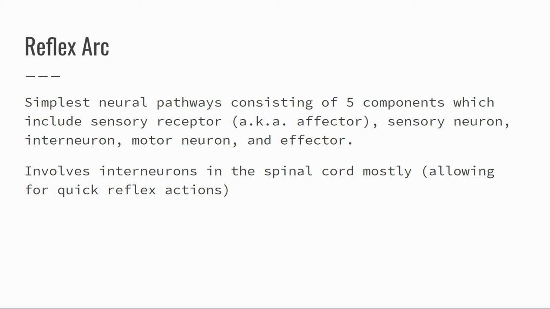Your interneurons are found mostly in your spinal cord. Now, when we talk about a reflex arc, it is very important that you understand that reflexes happen without our brain really being involved in the process. The reflex response goes straight to our spinal cord for a very quick reaction. And then our brain processes it all after.